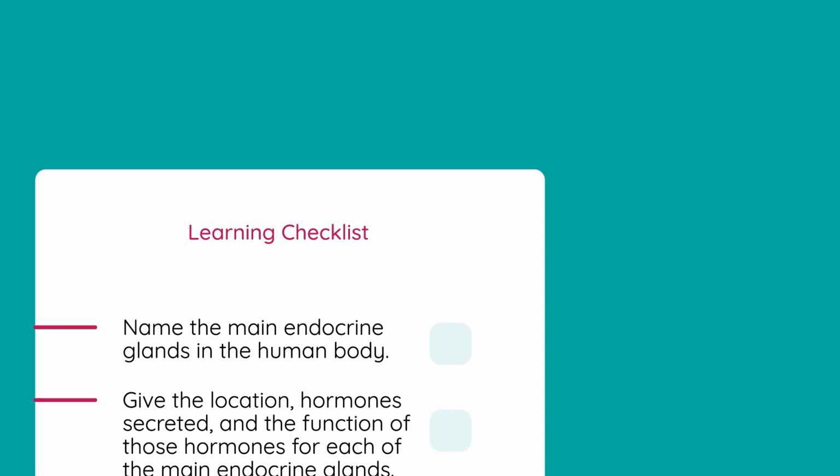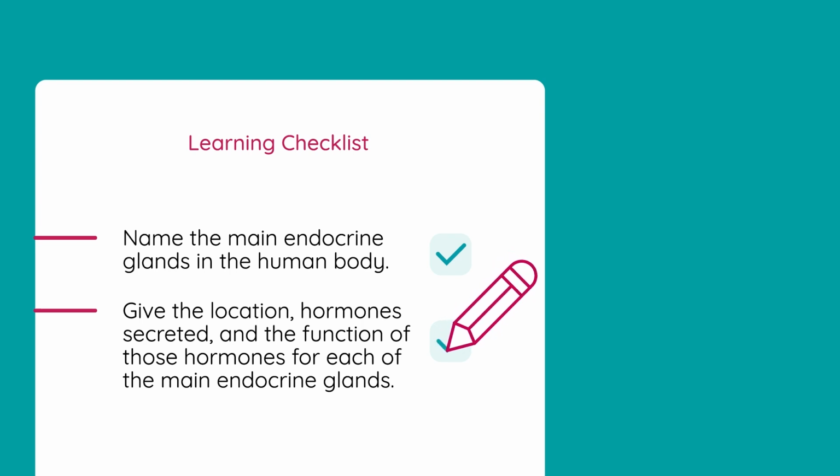So here's what you usually need to be able to do. Be able to name the main endocrine glands in the human body, and be able to give the location, hormones secreted, and the function of those hormones for each of the main endocrine glands.